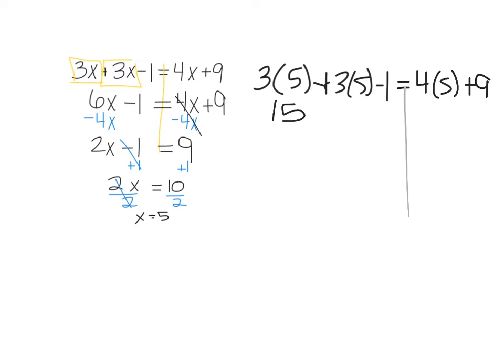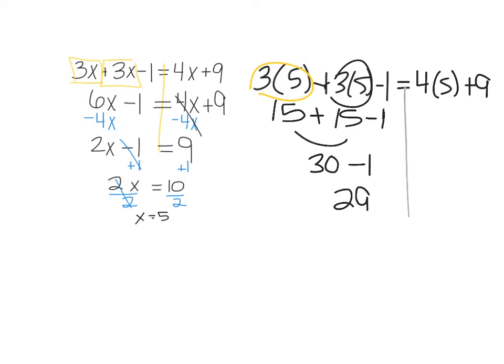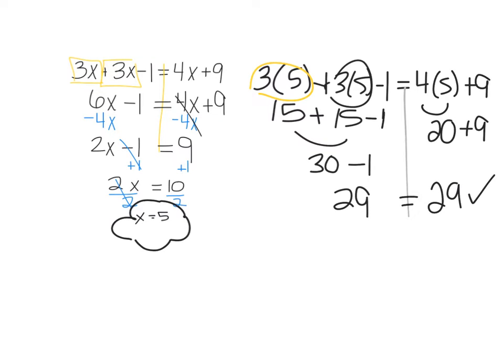So what I'm doing here is checking the left to see if it equals the right side. So I have 3 times 5, that's 15, plus 3 times 5, that's 15, minus 1. And this is 30 minus 1, which gives me 29. Over on the right side, I have 4 times 5 because I multiply first, and I get 20. 20 plus 9 gives me 29. My answer checks. I know that I was right when I said x equals 5.